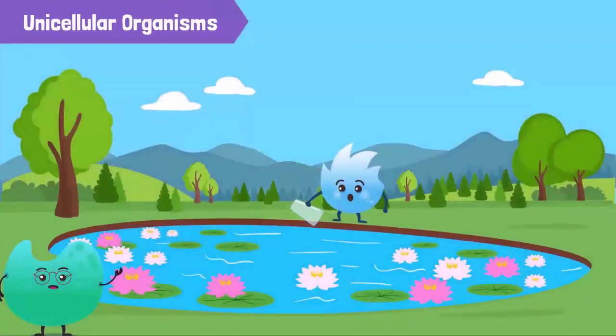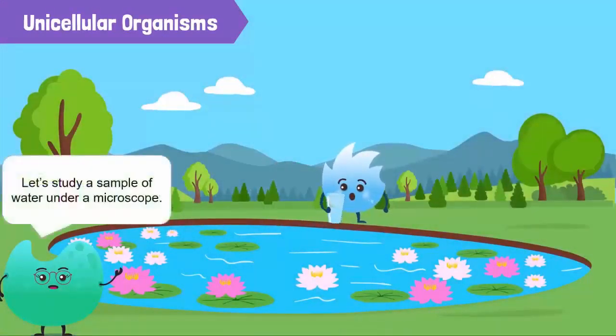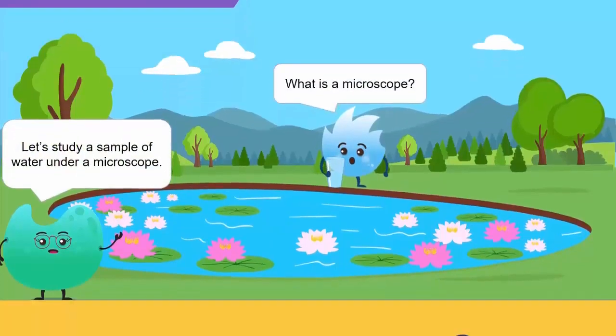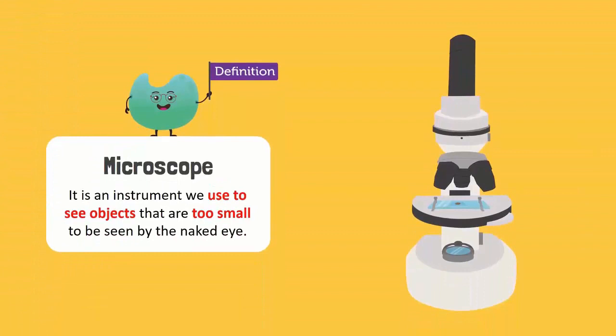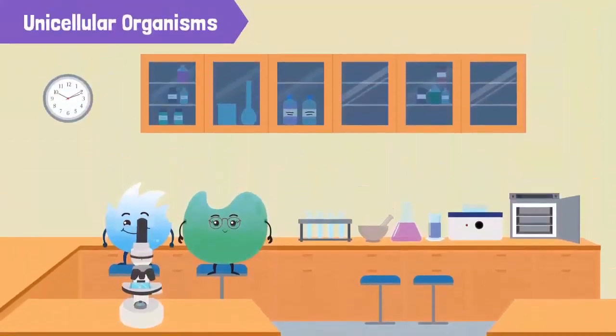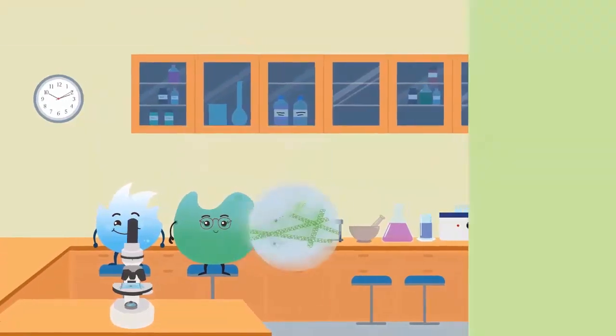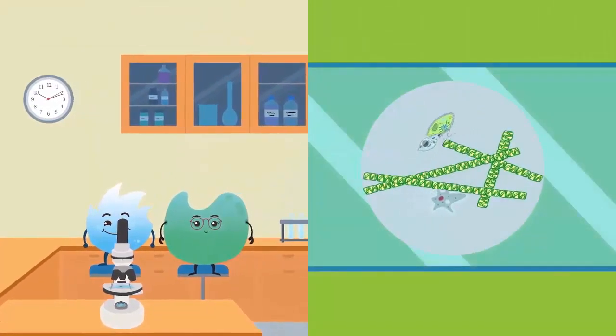Why don't you get some water from the pond so we study it under a microscope? What's a microscope? It's an instrument we use to see objects that are too small to be seen by the naked eye. So, Spiky, what do you see? Oh, there are tiny insects in the water.